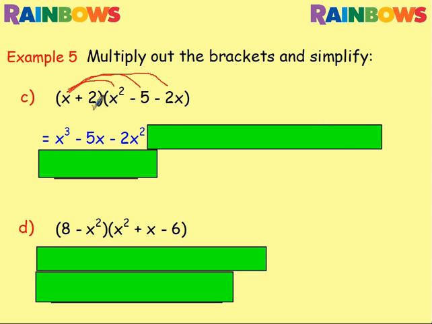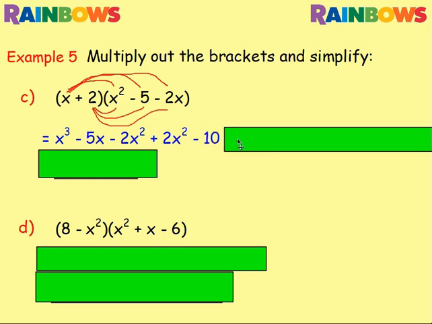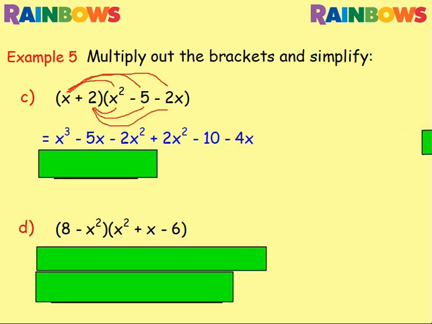Once you've done that, now you take the 2 and you do 2 times x squared, 2 times negative 5, and 2 times negative 2x. Well done, William, that is right. So 2 times x squared is 2x squared. 2 times negative 5 is negative 10, yes, well done. And 2 times negative 2x, 2 times 2 is 4, and because you've got the negative, it's negative 4x.